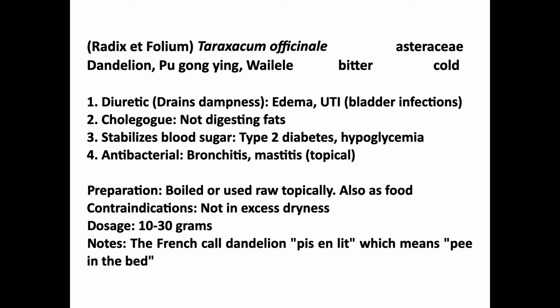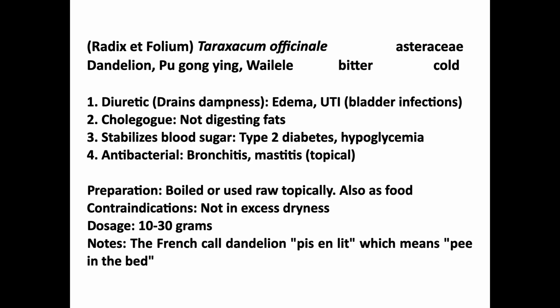It is Taraxacum officinale, and the family is Asteraceae. Remember, the family names end in ACEAE. The common names are dandelion, pugongying, or wailele. And the energetics is bitter or cold, bitter and cold. Action is diuretic. It means it drains dampness. Don't worry about that. That's an energetic term. But basically you want to memorize diuretic and know what that means. And then that's the action.